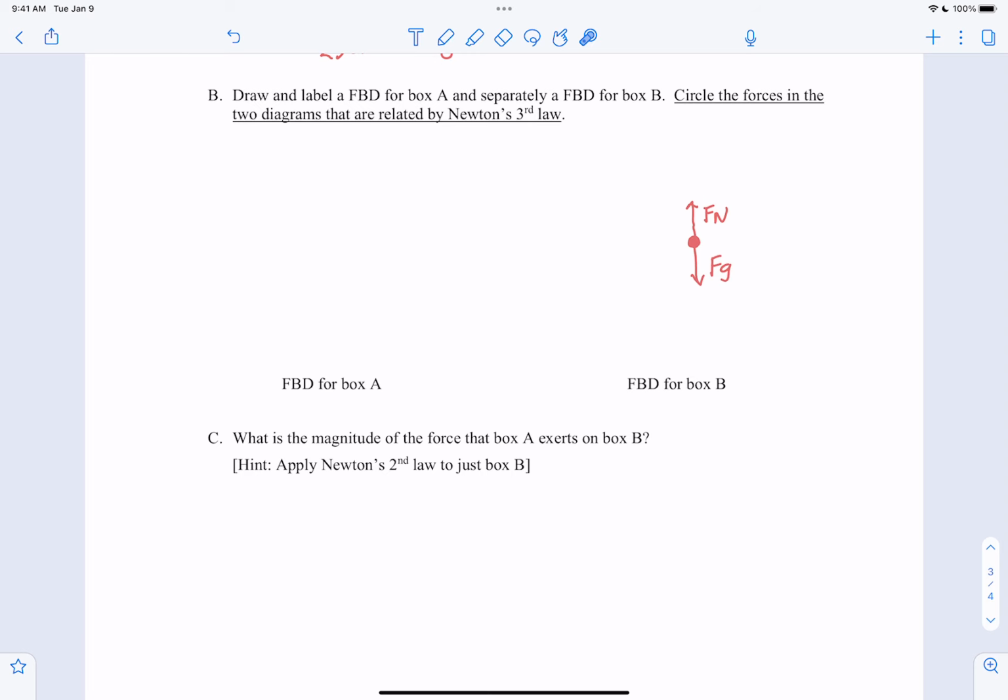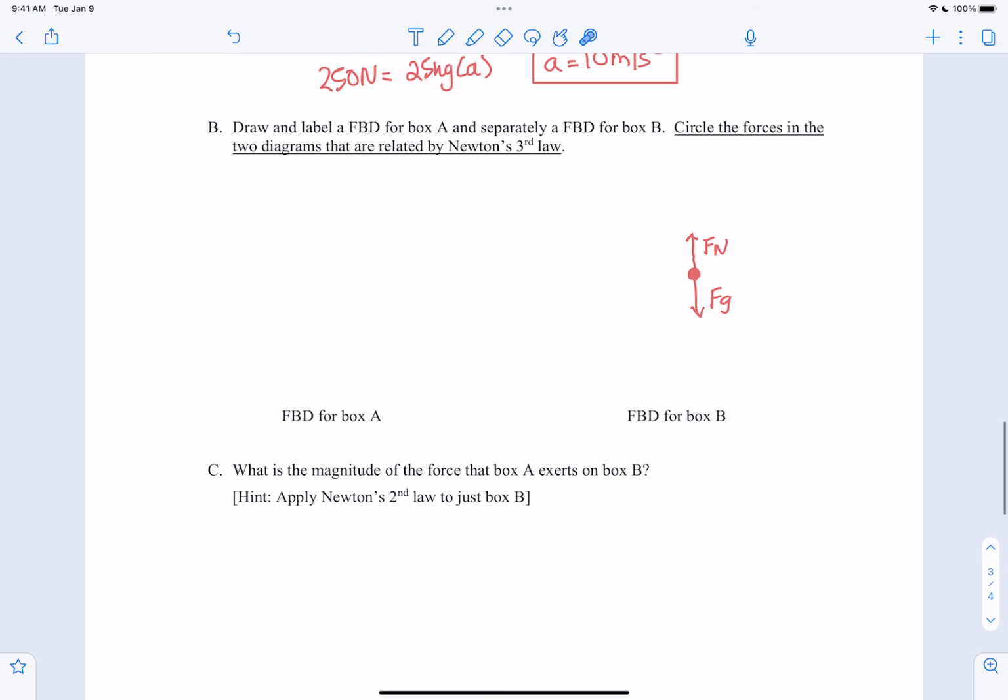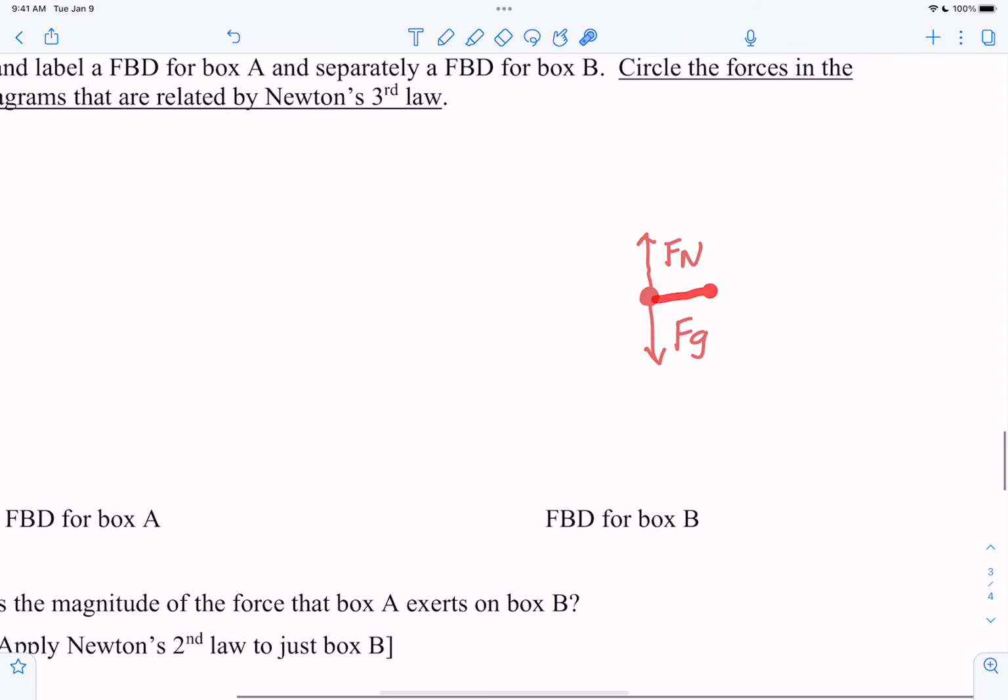So we don't have friction, right? We can't say kinetic friction because we don't have friction at all. And so we have the force exerted from A to B, right? So I have force of box A on B, right?